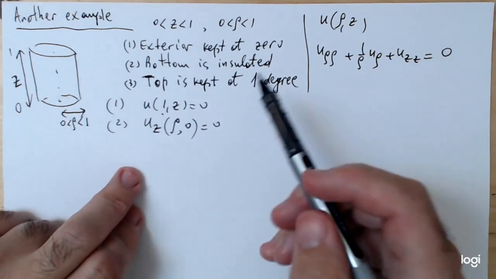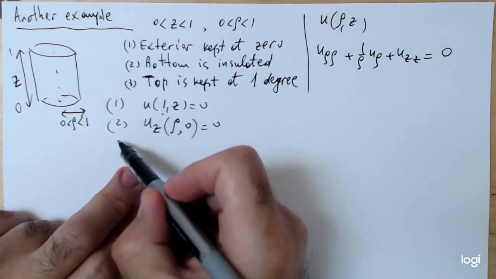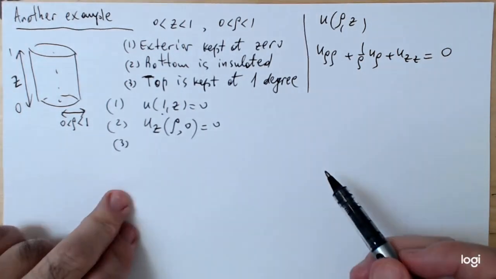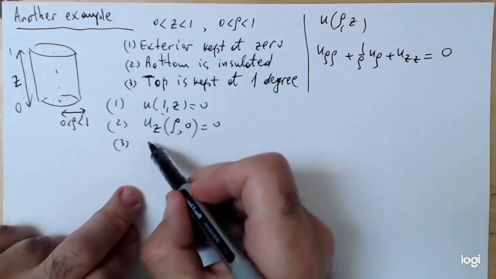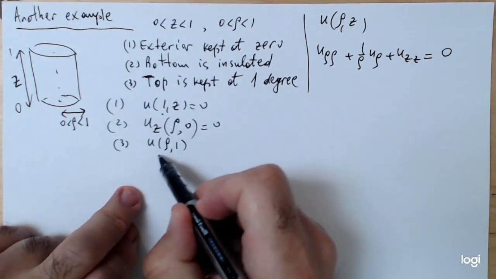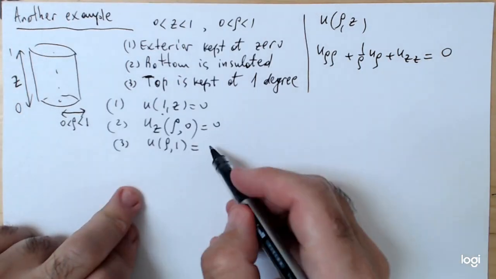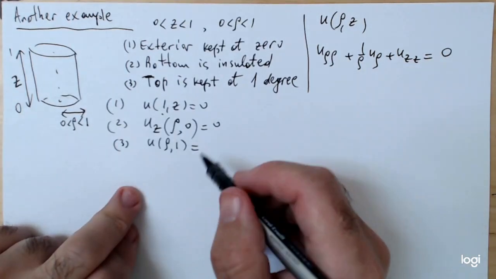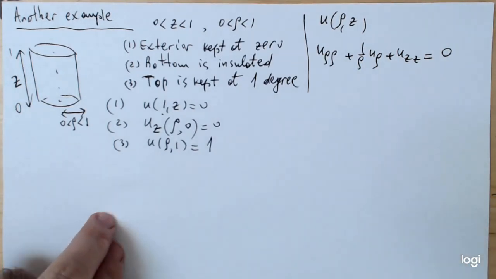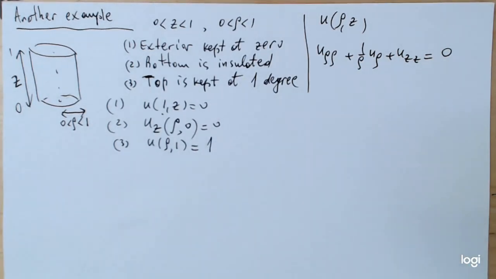Moving on, the top is kept at 1 degree. This will be our non-homogeneous condition, which we will deal with at the end. So U of rho, 1, again, the radius varies, but Z equals 1 identifies the top of the cylinder. So U of rho, 1 equals 1. So these are the boundary conditions.